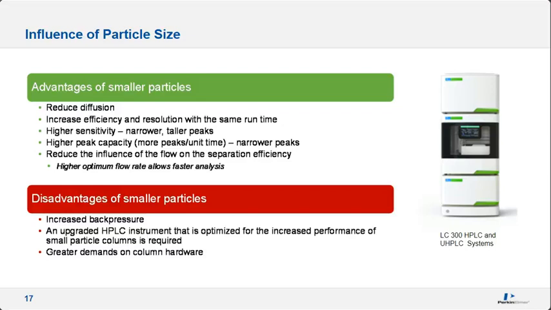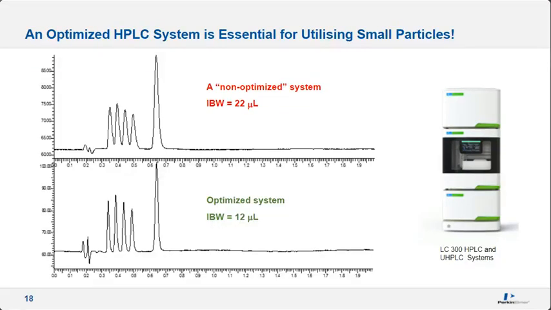And this is just one example of the importance of utilizing an optimized system when using smaller particles. In the upper chromatogram is a non-optimized system, which has a dead volume of 22 microliters. And we can see that the peaks, when compared to an optimized system with a volume of 12 microliters, have less separation capability, a lower resolution factor, and broader peaks.